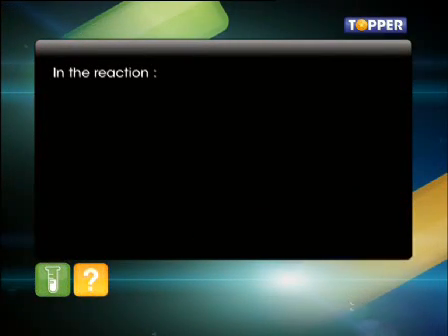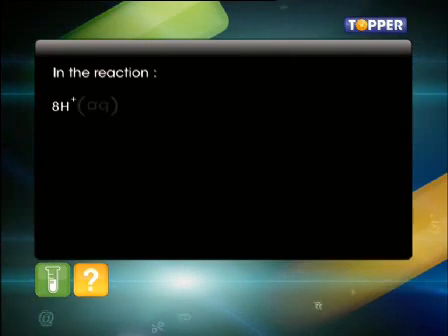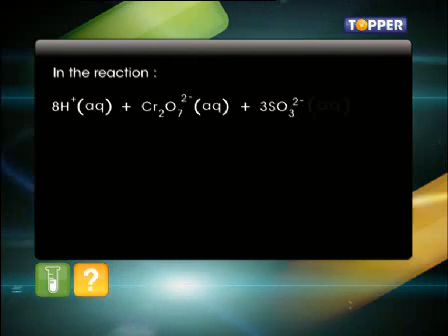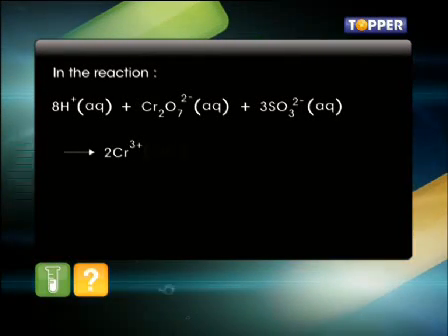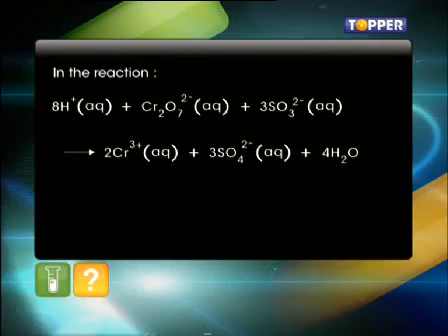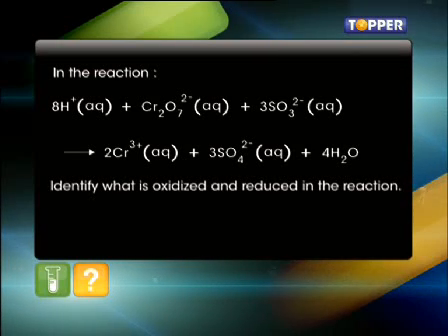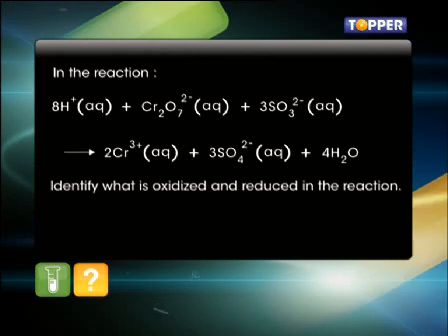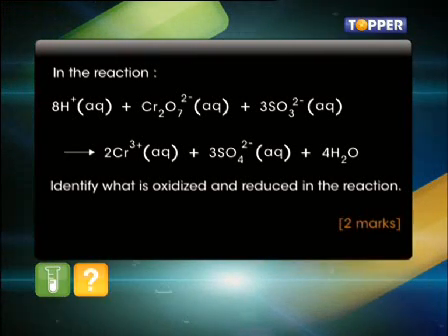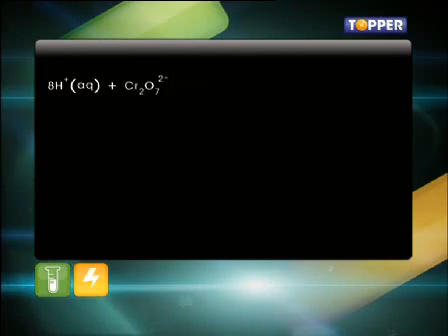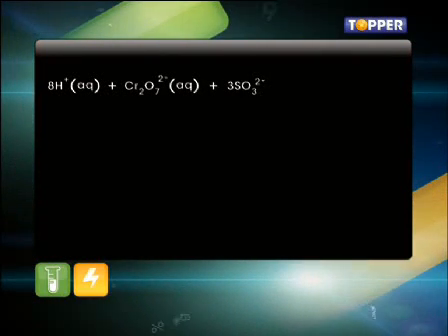Let's take the reaction on your screen. 8 hydrogen ions react with 1 dichromate ion and 3 sulfite ions to give 2 chromium ions, 3 sulfate ions and 4 molecules of water. Identify what is oxidized and what is reduced in the reaction. This question is of average difficulty and will get you 2 marks. Let's see how we are going to write this answer. Writing the correct oxidation number for all the elements in this reaction will fetch you 1 mark.